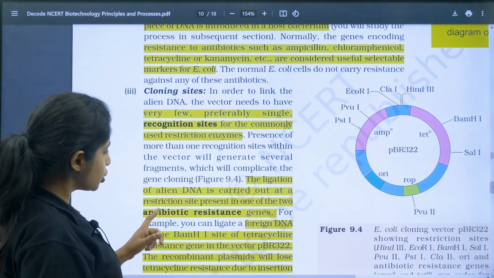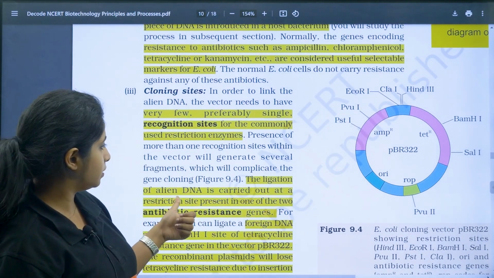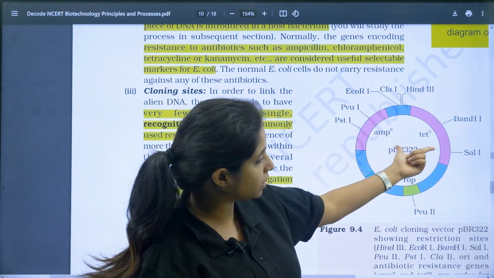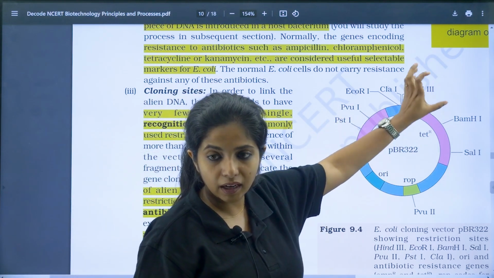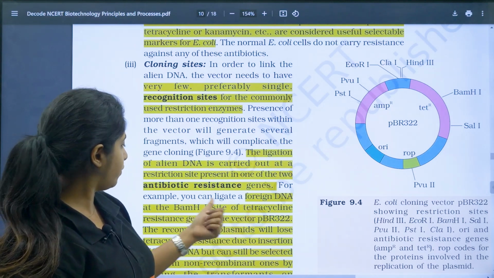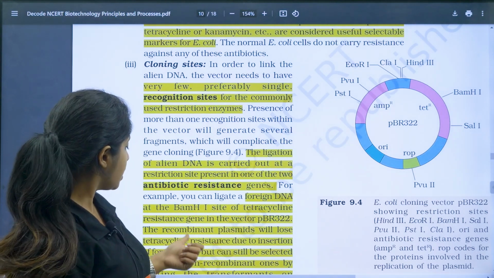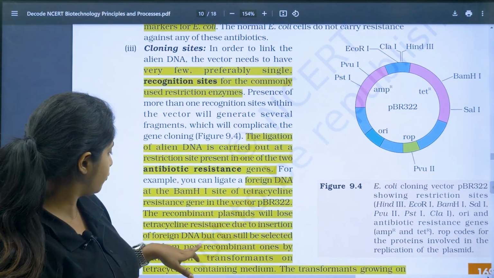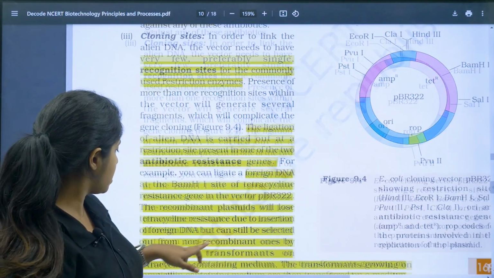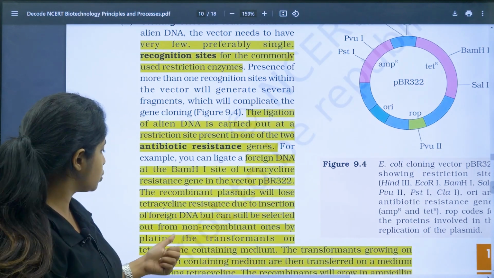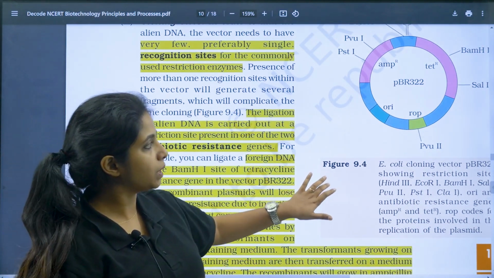So the ligation of alien DNA is carried out at a restriction site present in one of the two antibiotic resistance genes. Over here I have ampicillin and tetracycline both. I will take one and put my gene of interest there. Foreign DNA at the BamHI site of the tetracycline resistance gene in the vector. The recombinant plasmid will lose tetracycline resistance due to insertion of foreign DNA, but can still be selected out from the non-recombinant ones by plating the transformants on the tetracycline containing medium.